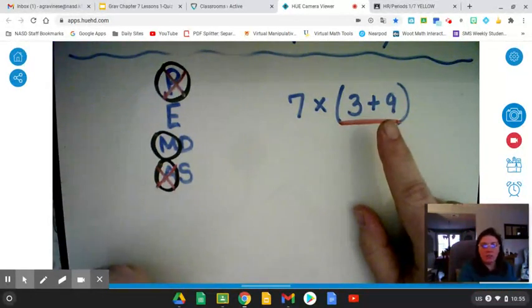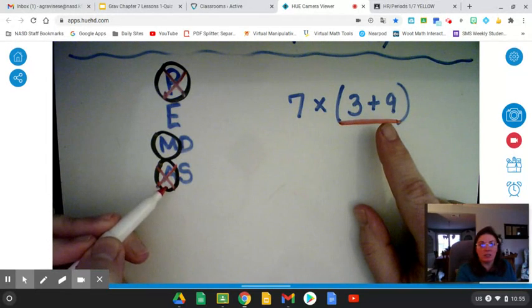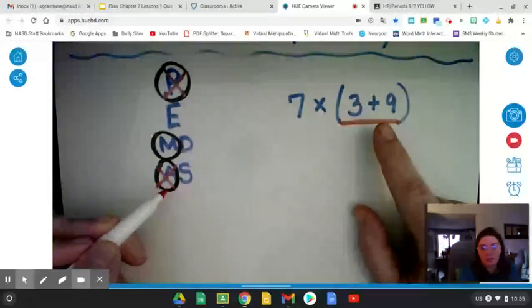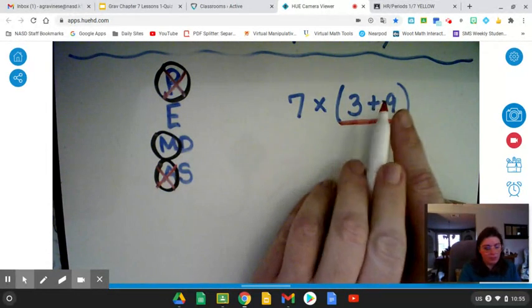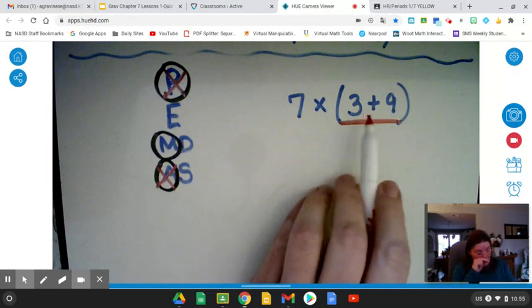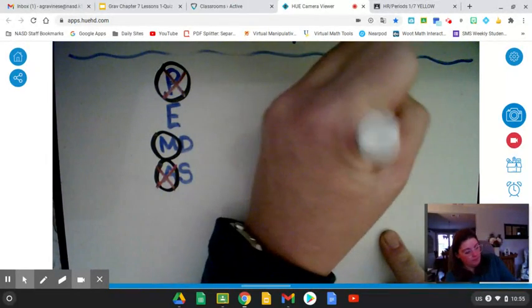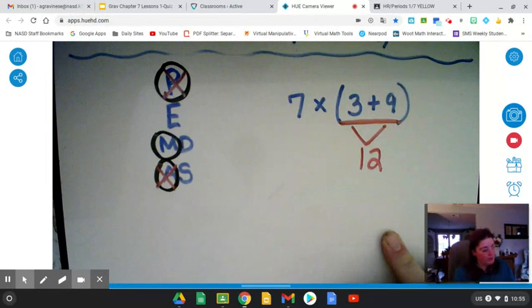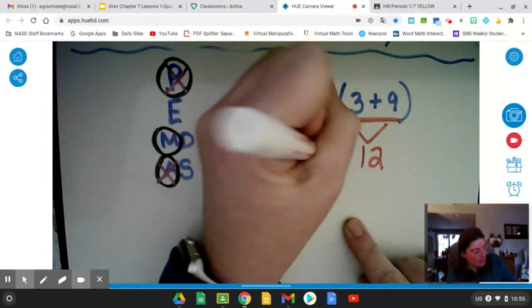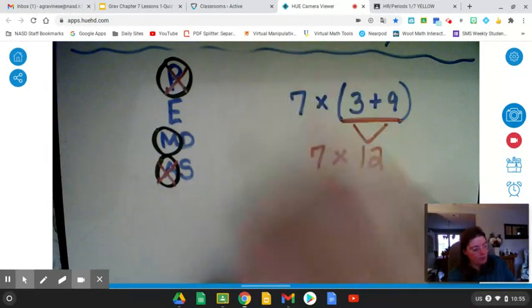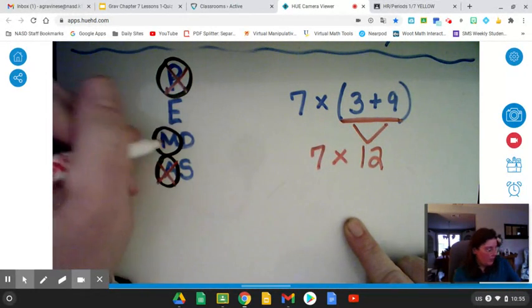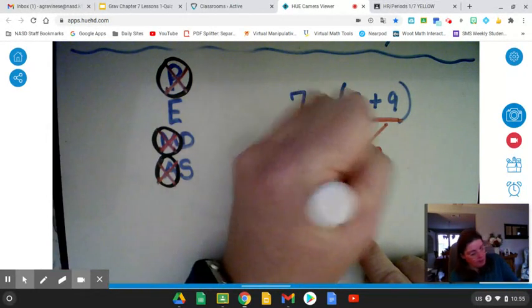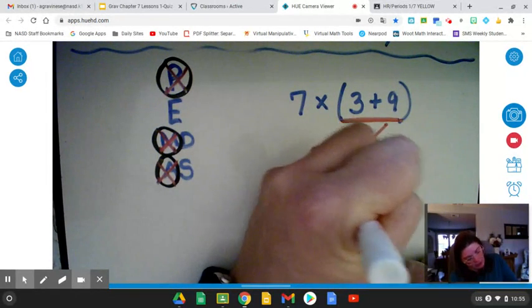Okay, so I know I said addition, subtraction is always last, unless they're in parentheses. Then they might not be last. Parentheses have to go first. So I'm taking 3 plus 9, which is 12. And then I did not yet use the 7 or the times. So that's all I have left now is to multiply. And 7 times 12 is 84.